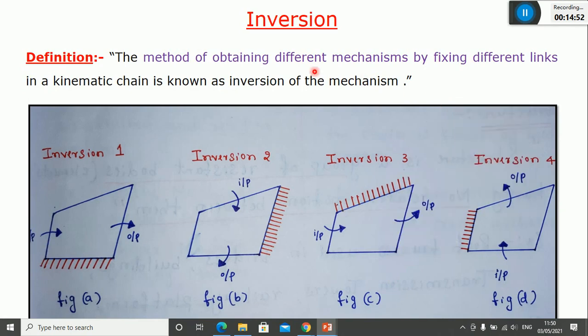Please take a minute and take down the definition. You can take a rough diagram of this for inversion 1 of a 4-bar chain. Okay. All are the inversions of a 4-bar chain. Since the 4-bar chain has 4 elements, I'll get 4 inversions. Inversions are nothing but mechanisms, but there will be some modification. When you compare this and this, there will be some modifications. The length also, sometimes you can modify the length also.